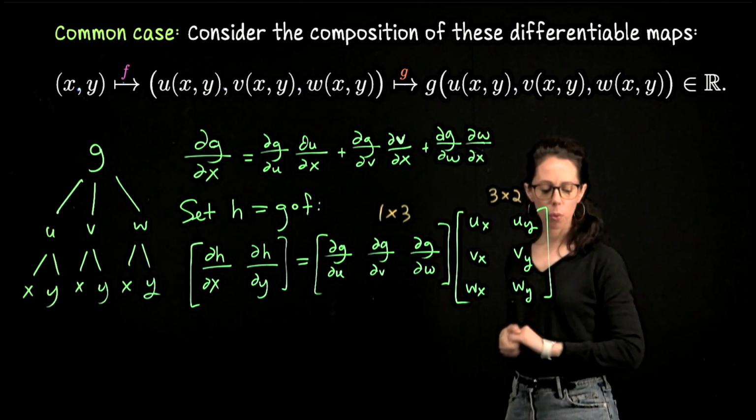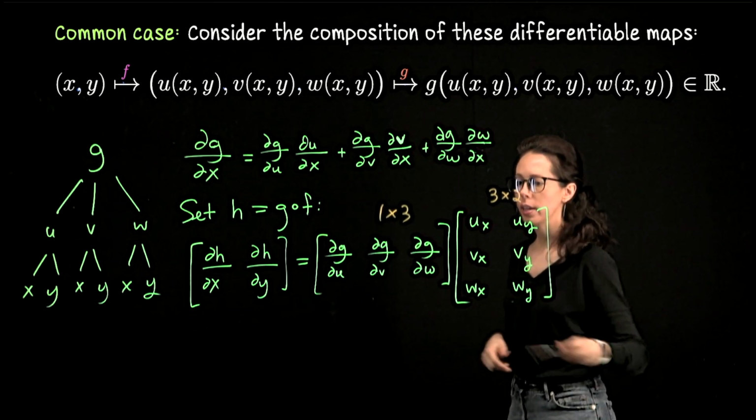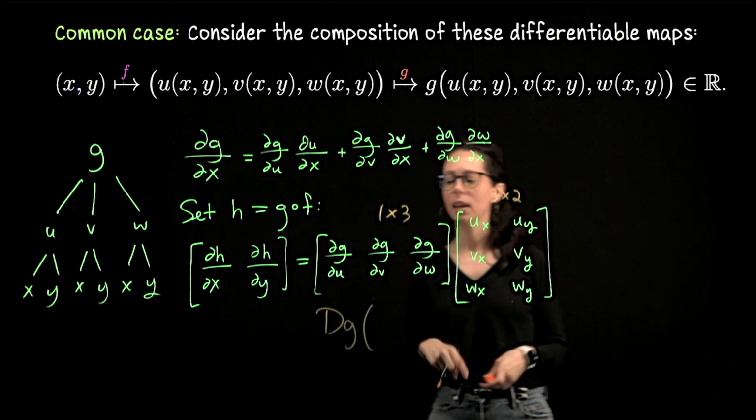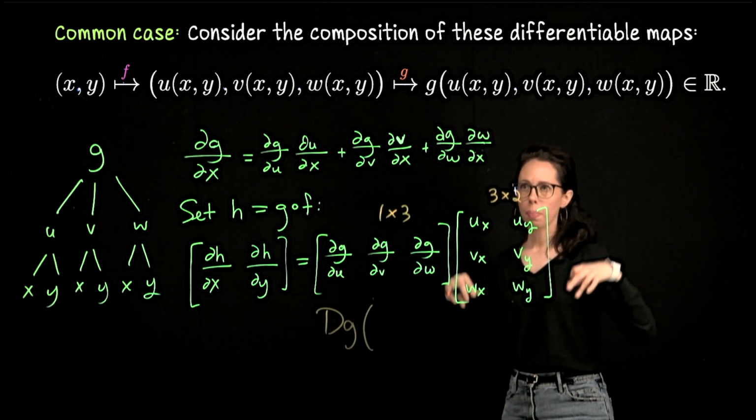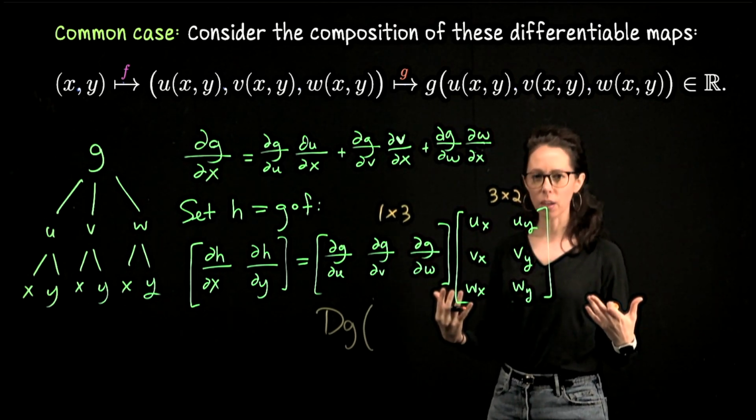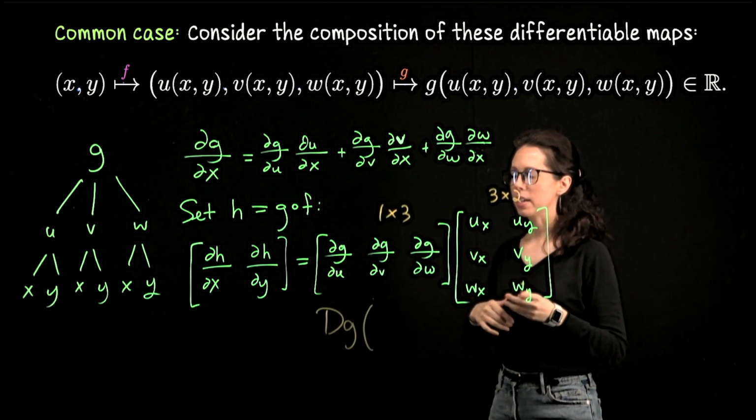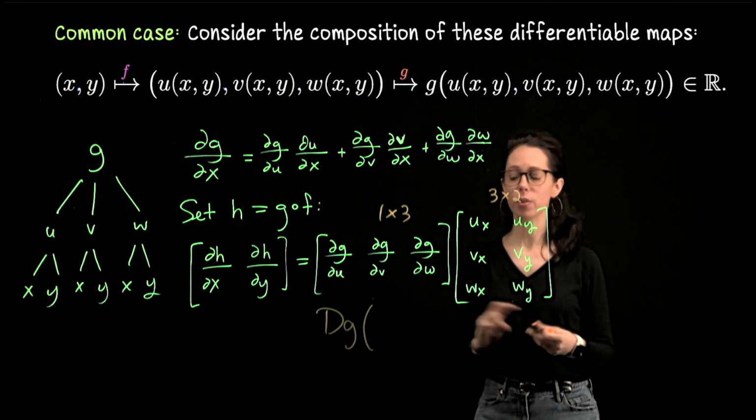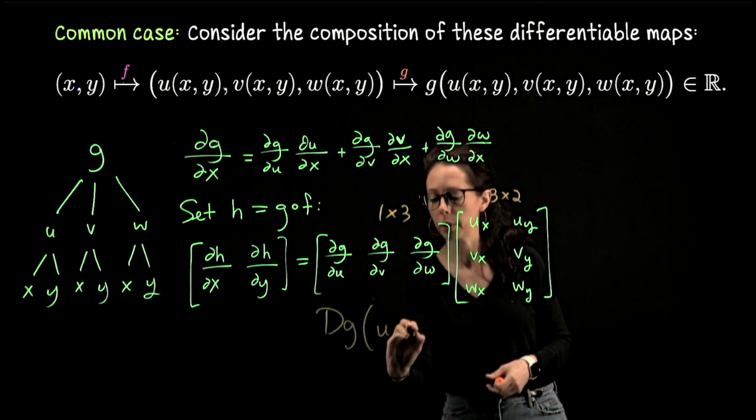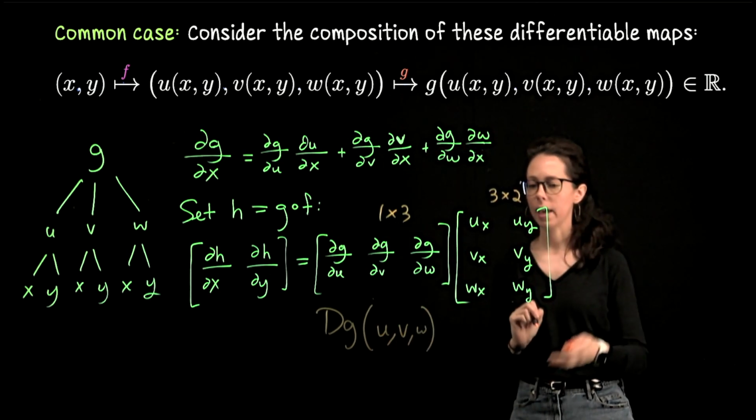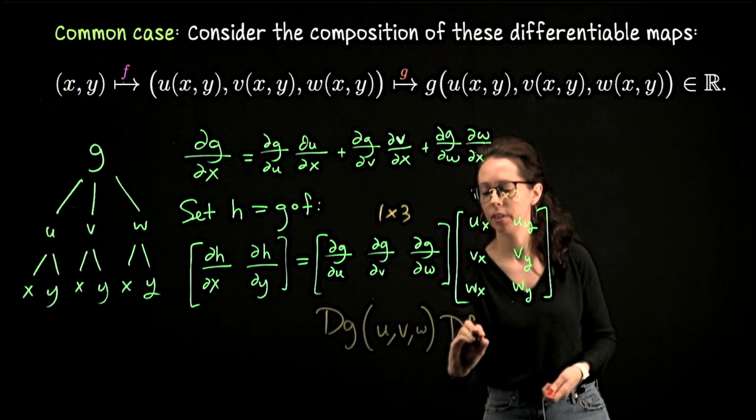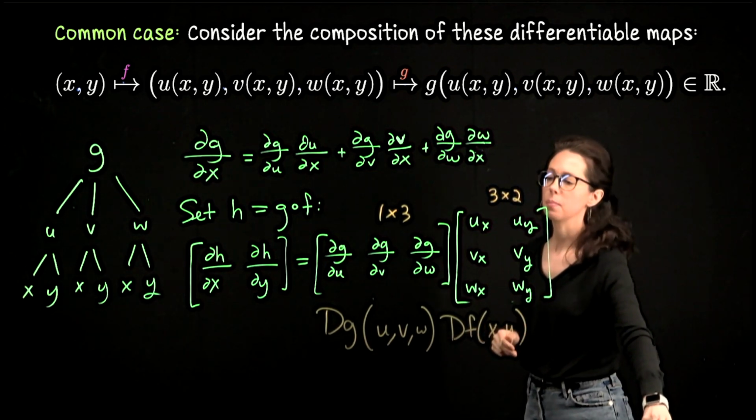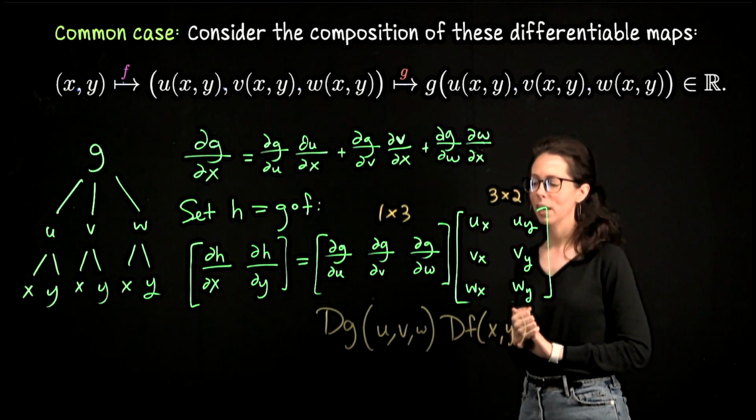Let me say a little bit more about what's going on here. So this is dg. When you do the chain rule, the derivative of the outside evaluated at the inside means that basically you want to evaluate it on the coordinates that get plugged into that map. So that is u, v, and w here. And then this is df, x, and y. Okay, so that's the matrix product that we have here.